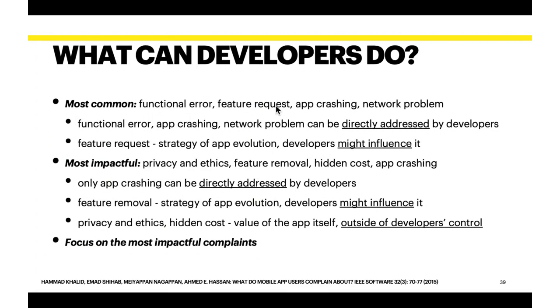While, of course, the last ones, such as privacy and ethics and hidden cost, are essentially related to the value of the app itself. An example of a hidden cost would be costs which are incurred by the functionality of a free app. For instance, you have downloaded an app which is a game, and it's free, but in order to progress sufficiently fast, or in order to progress at all, you are being required to purchase some kind of game coins or gems or whatever, and the only way of purchasing those coins and gems is by paying real money. So these kind of decisions are outside of the developer's control.